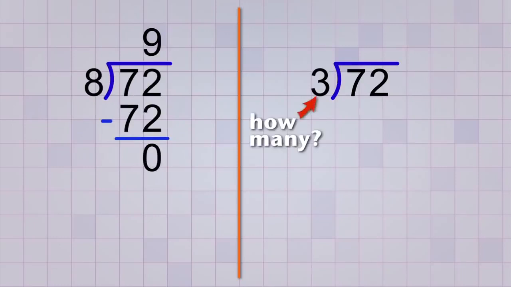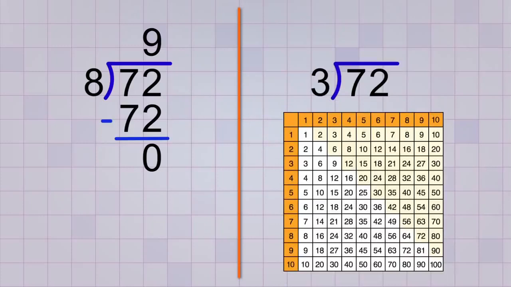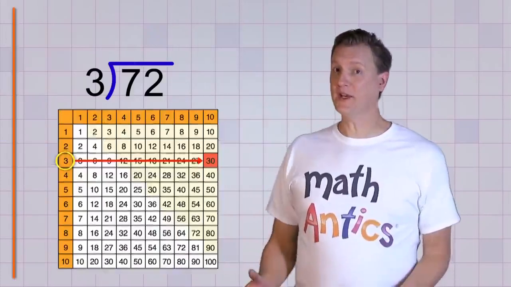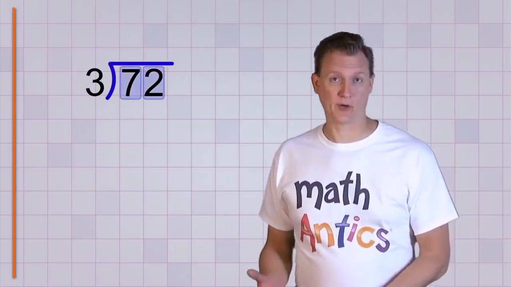Now let's try the next problem, 72 divided by 3. If we ask how many 3s will it take to make 72, or almost 72, we can see that the answer is not on our multiplication chart. The biggest multiple of 3 listed there is 30, which isn't even close. The reason is that this should really be a 2-step problem.